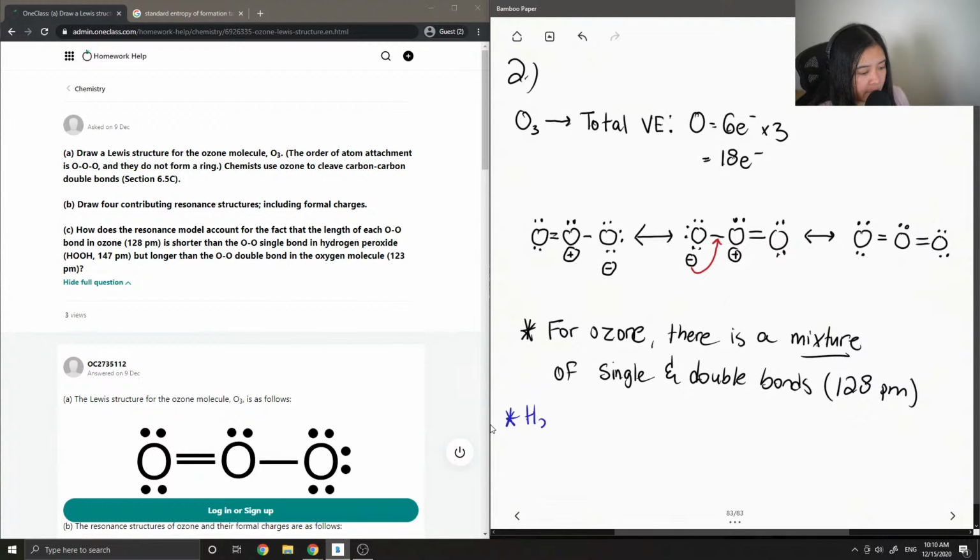So hydrogen peroxide, it is 147 picometers. And this is because single bonds are typically longer than double bonds.